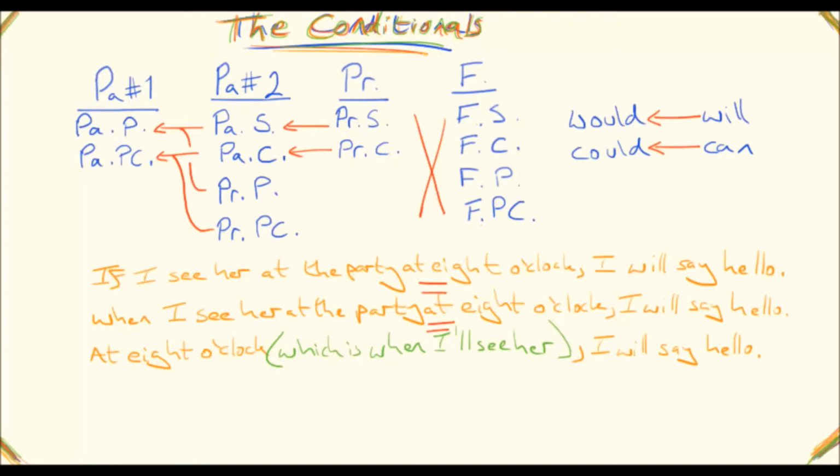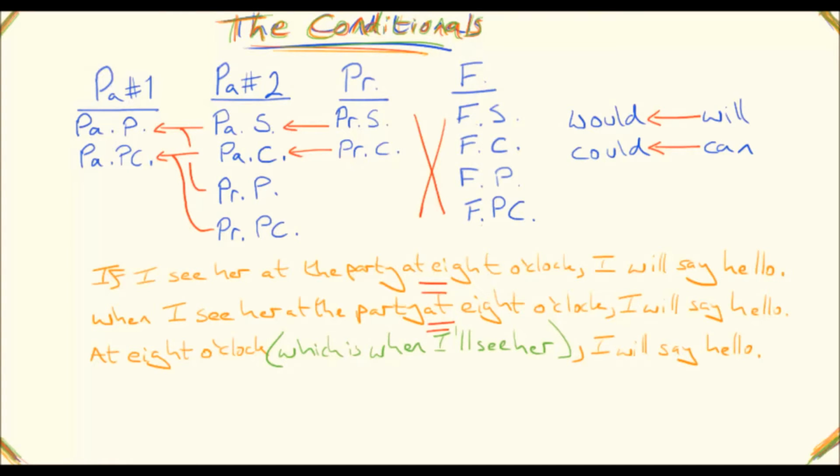we know, as we've seen already, that it means exactly the same as "when I see her at the party at 8 o'clock." The only difference being that when I see her at the party, now this person is very sure that they're going to see her at 8 o'clock. Now, "if I see her at the party" is a conditional clause, right? "When I see her at the party" is a time clause.